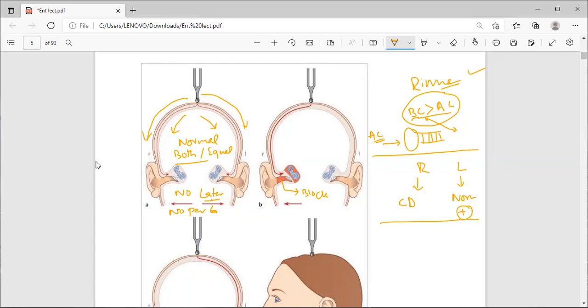Now let's see the Weber test, how Weber will give you the result. When you strike the tuning fork on the vertex of the person, the vibratory waves will go to both sides. Now what will happen is that on this side the waves will come, because the air conduction is blocked.